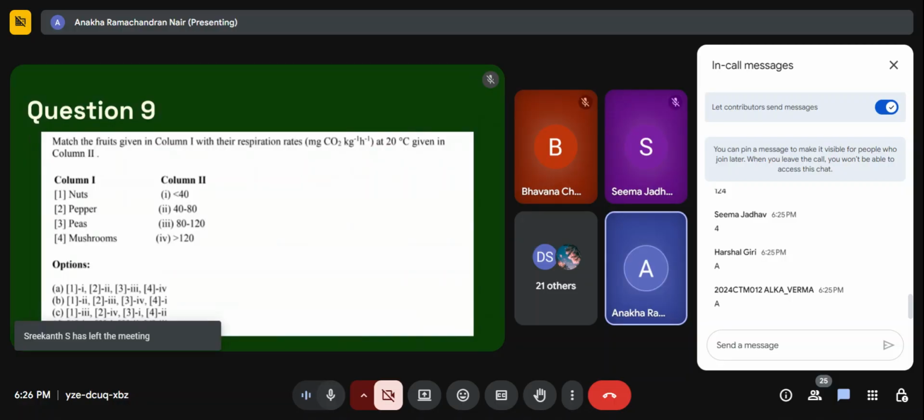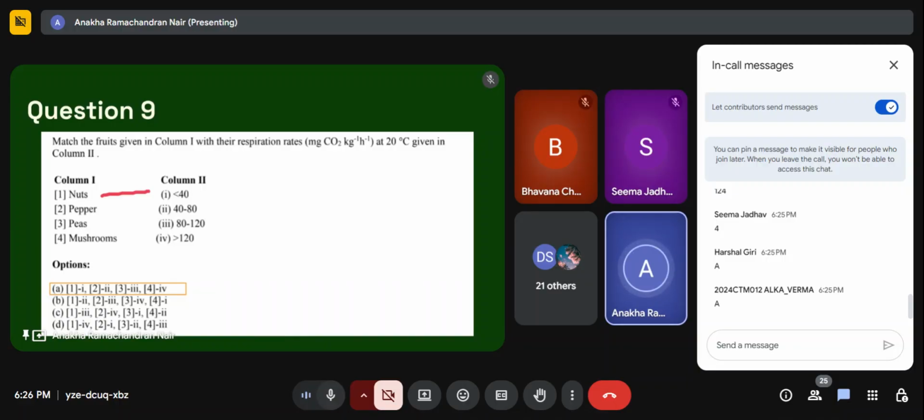All right, does anyone think it's something else apart from A? All right. So let's see what the answer is. So the answer is in fact A. So it is very straightforward. Nuts have the lowest respiratory rate and therefore the highest shelf life.